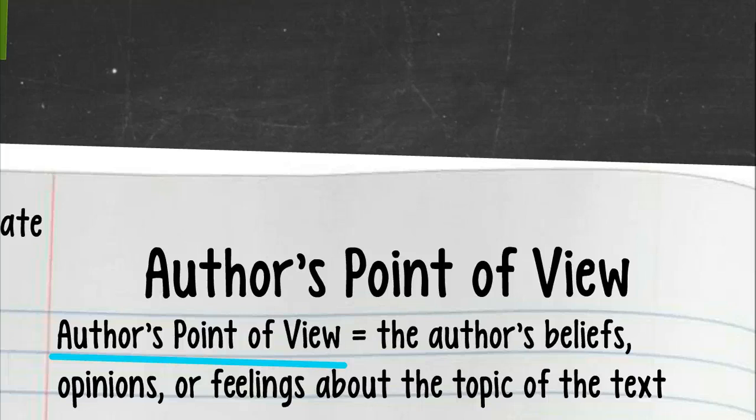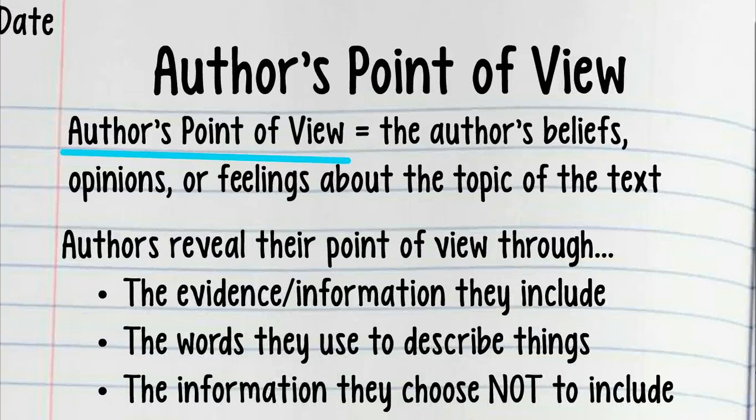So authors can show you their point of view in a lot of different ways. First of all, they show you their point of view based on the evidence and the information that they include. If somebody feels positively about their topic, they're probably going to include mostly good facts, good information about it. If they feel negatively, they're going to try really hard to include all the negative information that they can find. Someone who feels really positively about their topic isn't going to spend a ton of time telling you all the negatives, because then you're not going to believe them that it's a good thing.